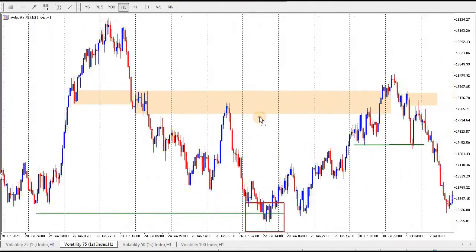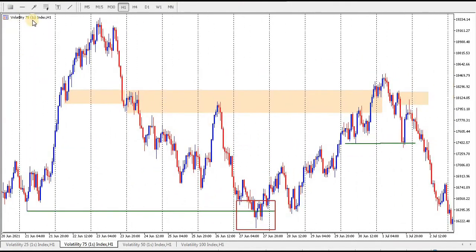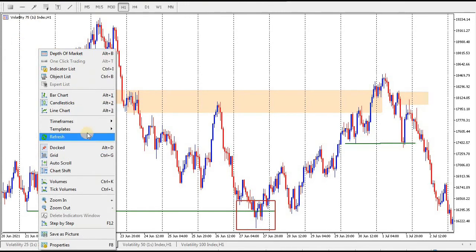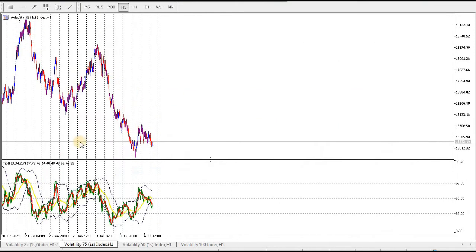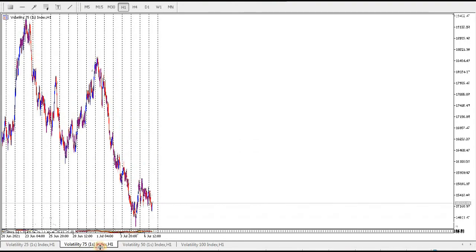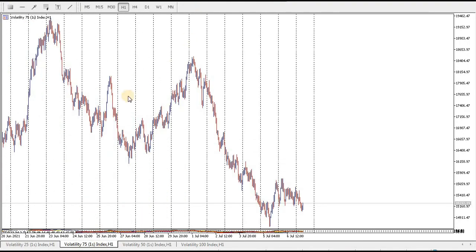So if you understand this, guys, you'll be a profitable trader and you get good entry zones. And as you can see here, guys, we have Volatility 75 (1s). Let me just clear the chart, and you have another example on how to identify good order blocks.